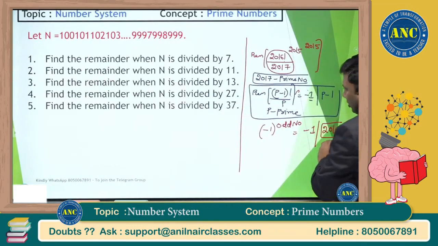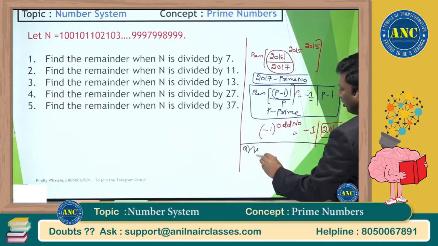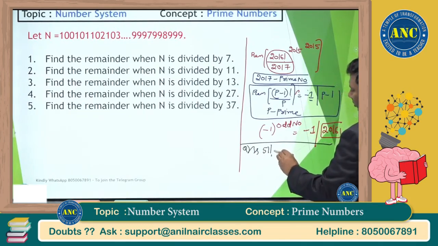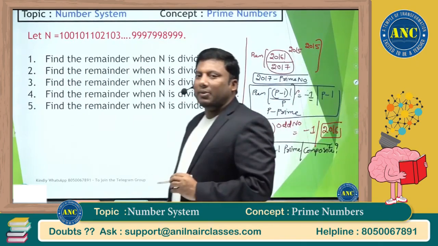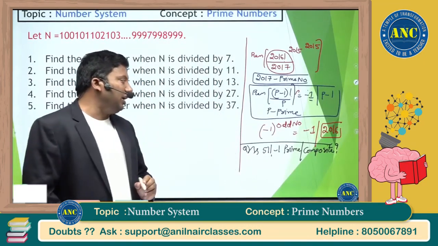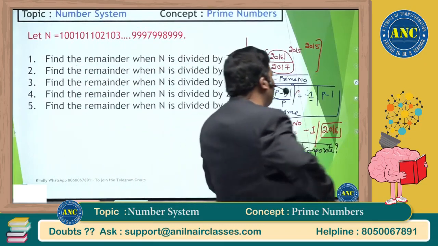Next, one more question. This was not a doubt, but just another learning. Is 51 factorial minus 1 prime or composite? Is 51 factorial minus 1 a prime or a composite number? Very, very good question it is.